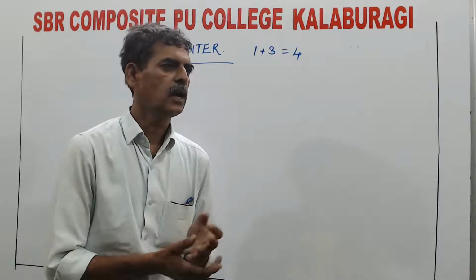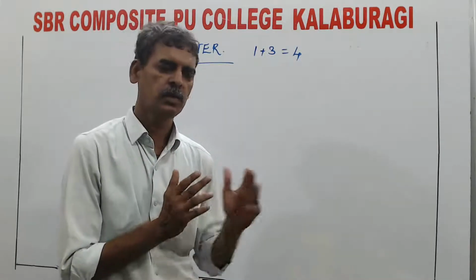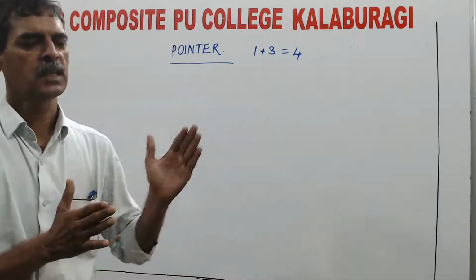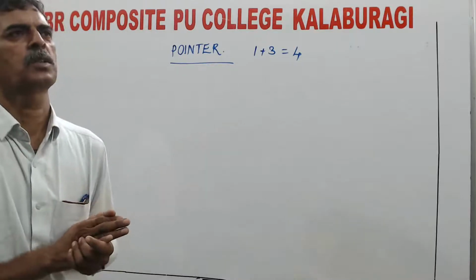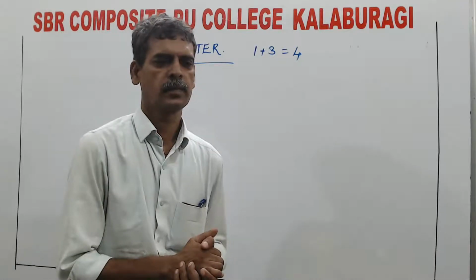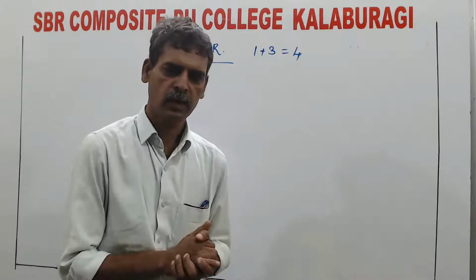Then we have studied memory allocation, how the compiler allocates memory, during static and during dynamic. Memory allocation during the compilation time is called static memory allocation. Memory allocation during the runtime is called dynamic memory allocation.